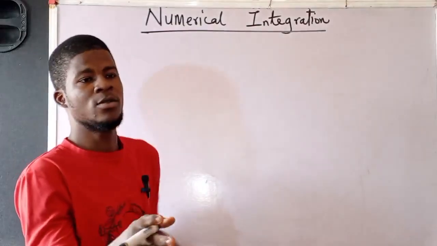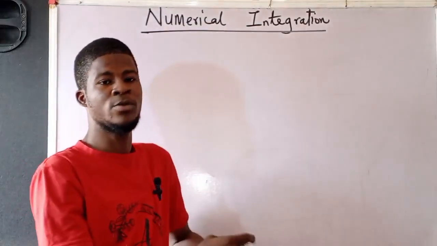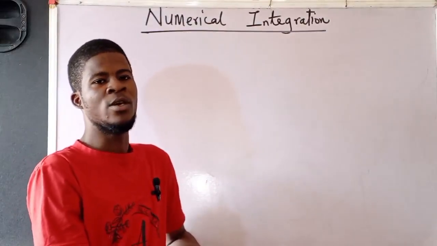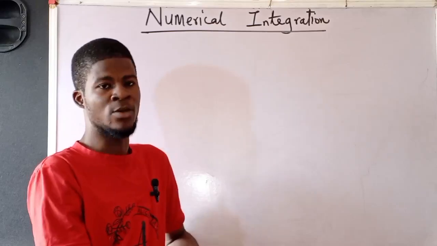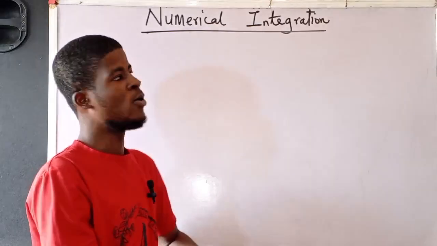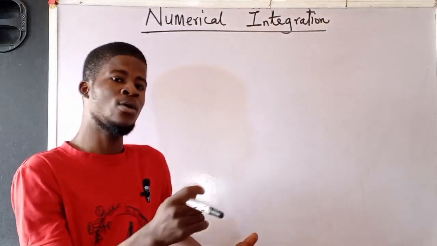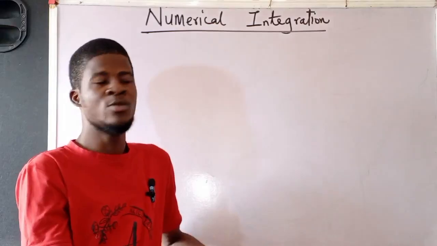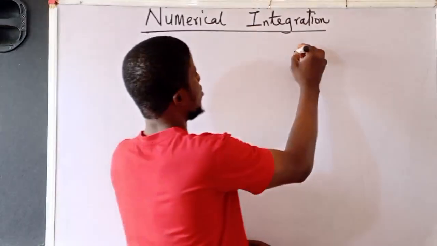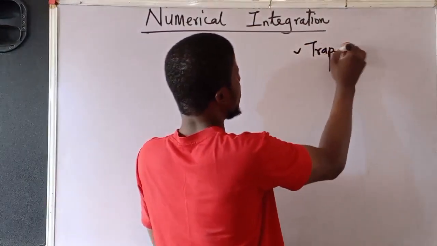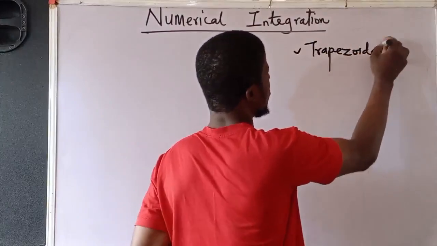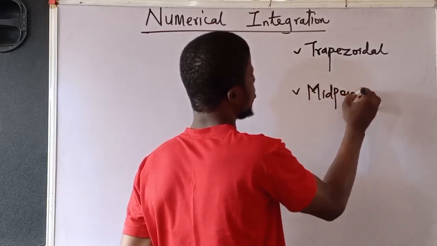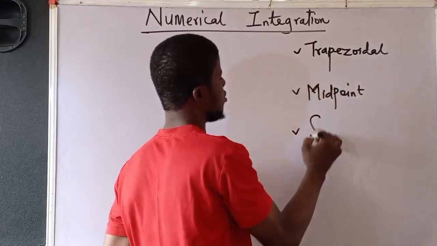When it is difficult or somehow impossible to evaluate a definite integral, we apply approximate methods, and that is what we call numerical integration or approximate integration. Some of the methods that we use include the trapezoidal rule, the midpoint or the mid-ordinate rule, and Simpson's rule.